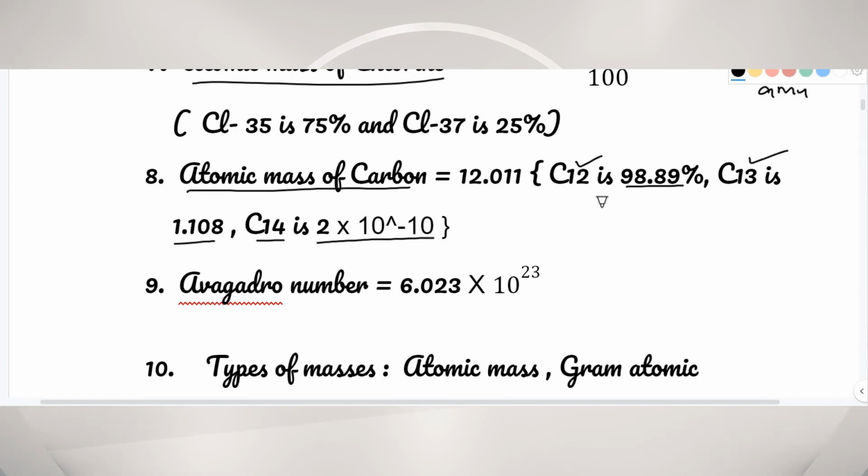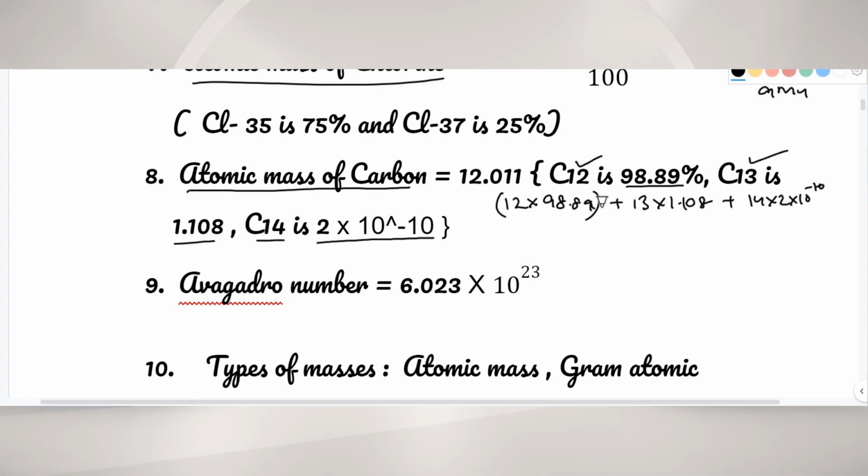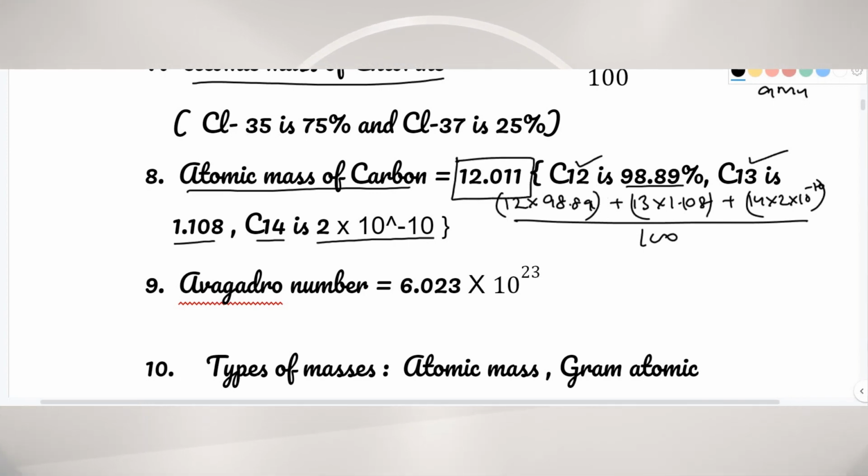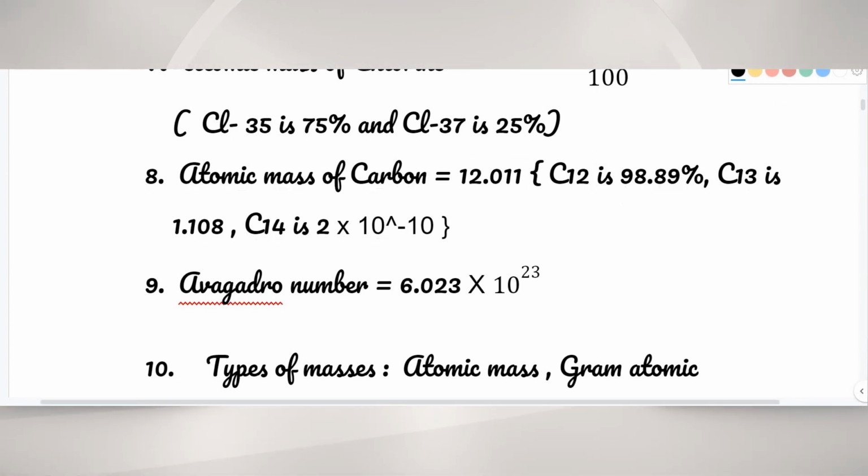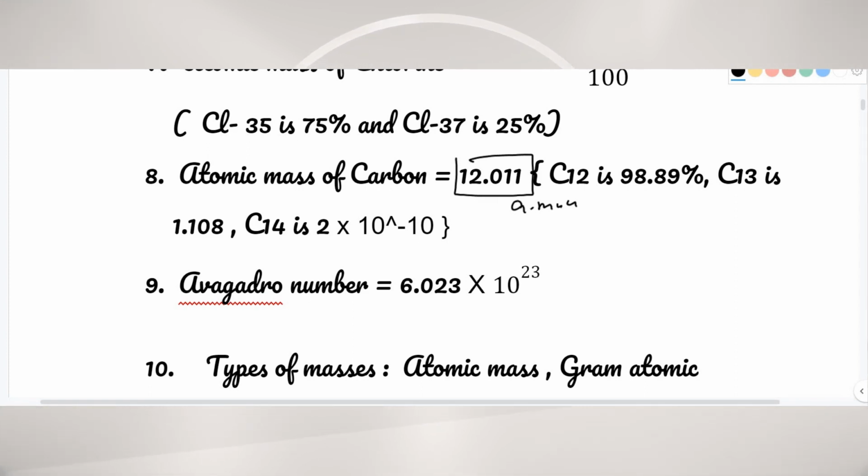So you can calculate the atomic mass of carbon as 12 times 98.89 plus 13 times 1.108 plus 14 times 2 into 10 to the power negative 10. Individually you have to solve all the brackets, then add them and divide by 100. When you do so, you get 12.011. The atomic mass of carbon is 12.011 atomic mass unit, because atomic mass will be in atomic mass unit.